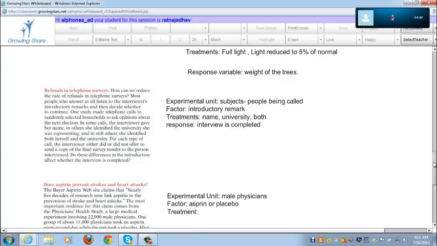Those are the treatments. Factors: just aspirin, whether aspirin reduces heart attack. And treatments are the specific combinations of the factors. So treatments are aspirin and placebo.